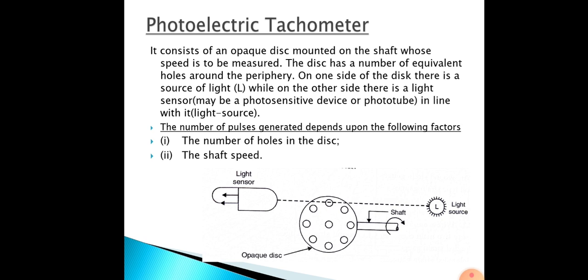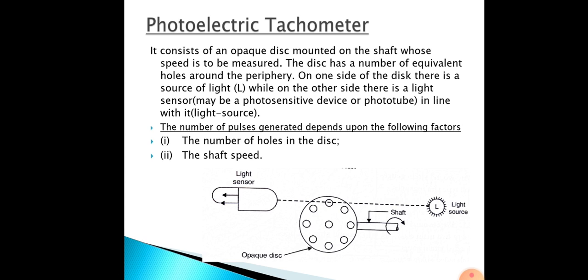So whenever the light goes through a hole, the light sensor will sense the light and give one pulse. When the opaque portion comes, the light source is blocked by the disc and the light sensor will not produce any pulse. These pulses are counted and measured through an electric counter.